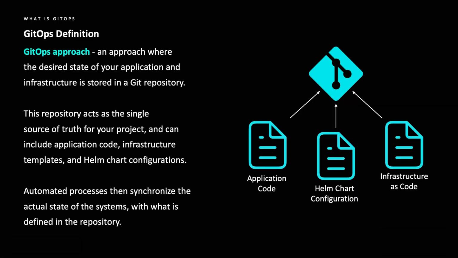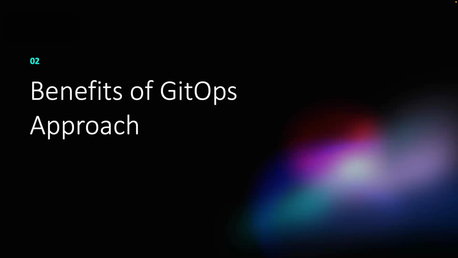The core idea of GitOps is to store and manage the desired state of an application in a Git repository as a single source of truth. Depending on the team and project, a GitOps repository might store infrastructure as code templates, application code, Helm chart configurations, and more. The GitOps approach brings a bunch of benefits.